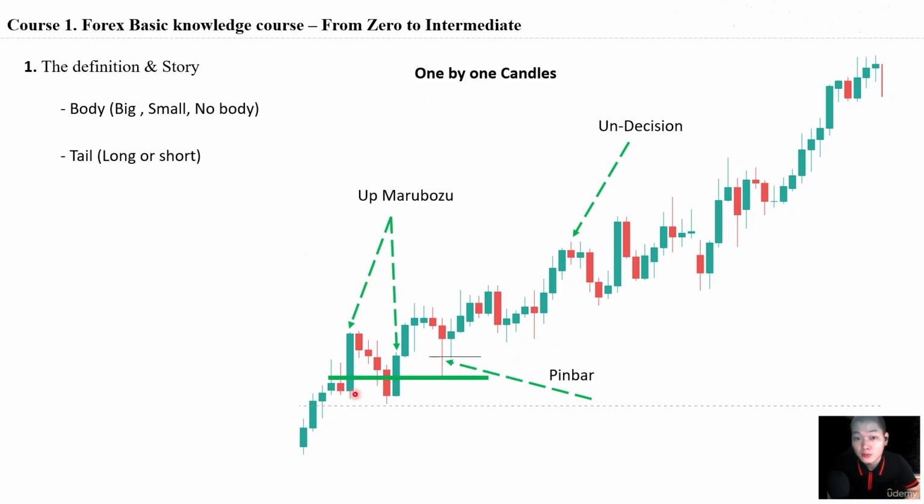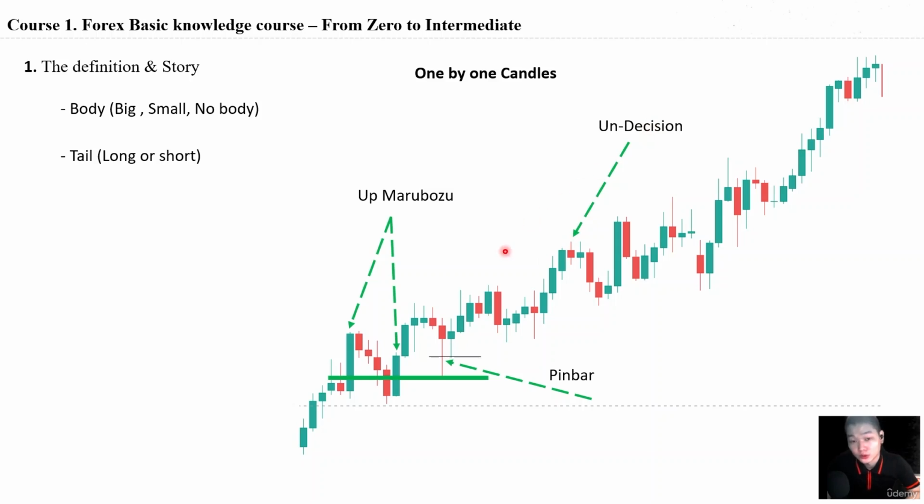And here is one example to help you define which one is a Marubozu candle, which one is a Pinbar, and which one is an indecision candle or doji. On my chart is an up Marubozu candle, very strong, and the first Marubozu candle here and the second Marubozu candle show you very strong buying pressure. You can see the trend after that goes very high from the Marubozu candles, and the Pinbar candle over here also tells the same story.